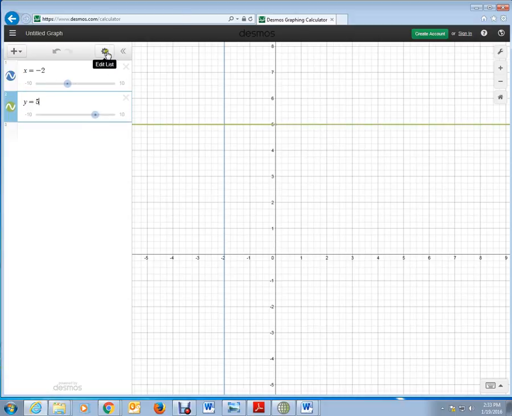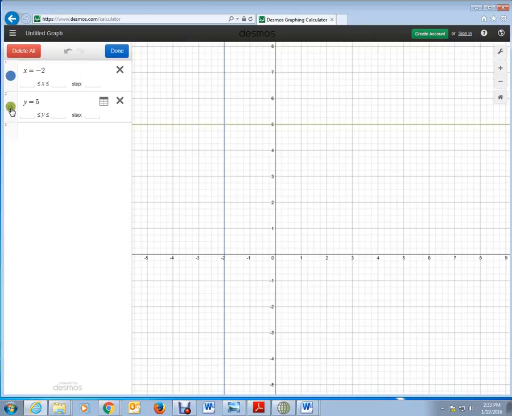And I think I'll change the color on that. I don't like the color. So let's change the color to purple. So we change the color to purple, and this is the line y equals 5.